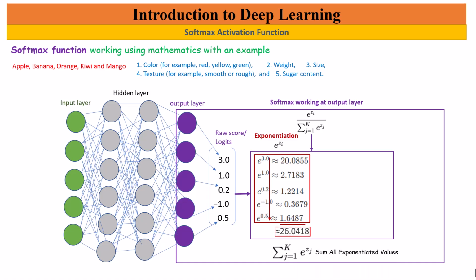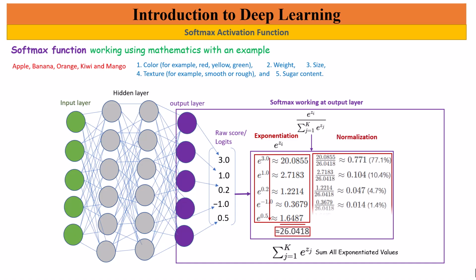In the normalization step, each exponentiated value is divided by the total sum of all exponentiated values to convert them into probabilities. For example, the exponentiated value of logit 3, which is 20.0855, is divided by the total sum, and the same process continues down to the value 1.6487 from logit 0.5. This normalization ensures that all output values lie between 0 and 1 and collectively sum to 1, making them interpretable as probabilities.